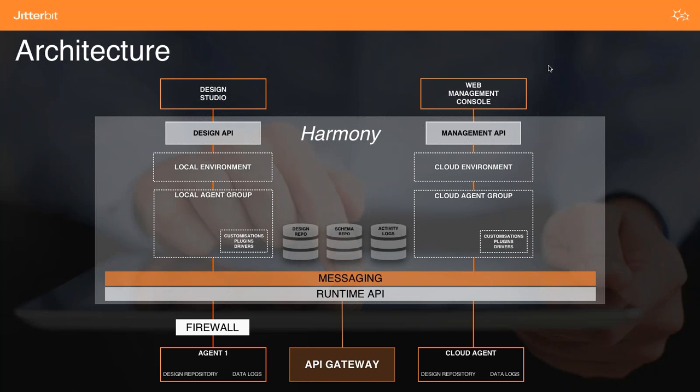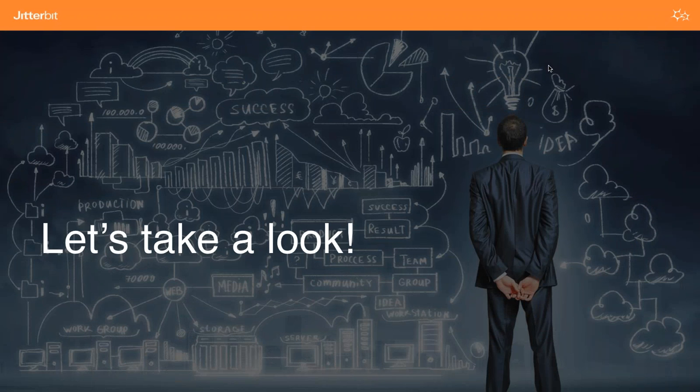So just to give you an idea of how the Harmony platform sits together, what I'm going to do really is focus on the design studio for you, and walk you through a fairly typical scenario that our customers might use Jitterbit to solve. Today, some of the slides have alluded to it already, a typical scenario where I want to integrate CRM and ERP. In this case, I'm going to use Salesforce and SAP that I have access to.